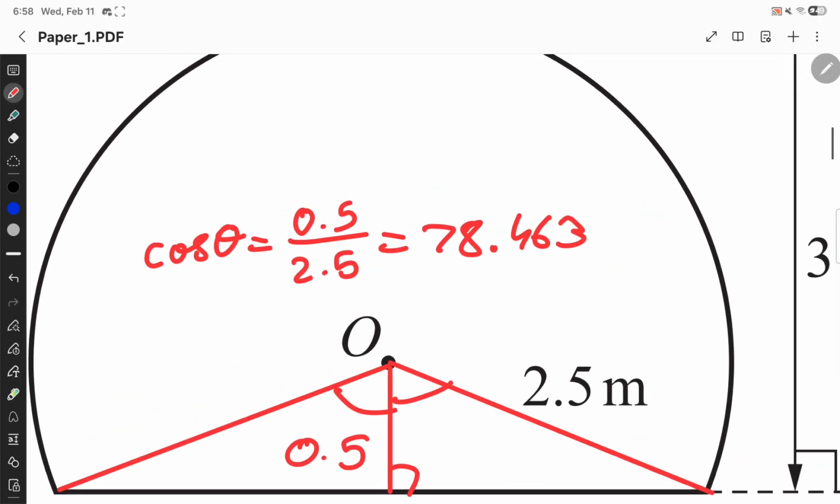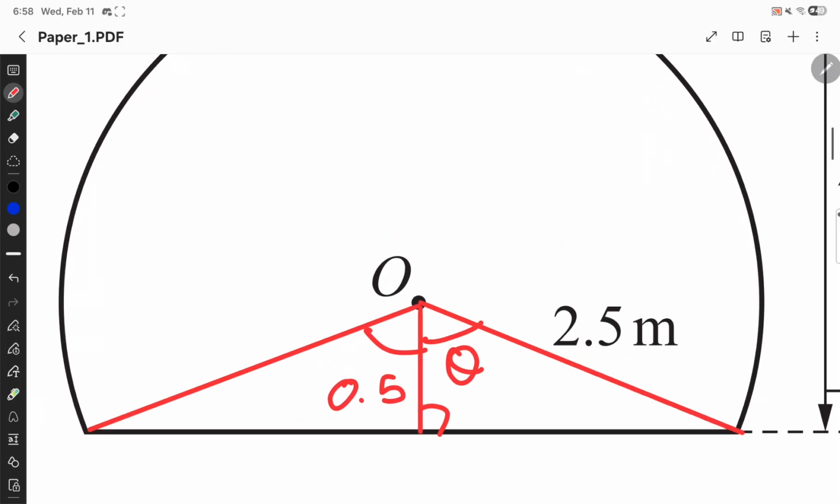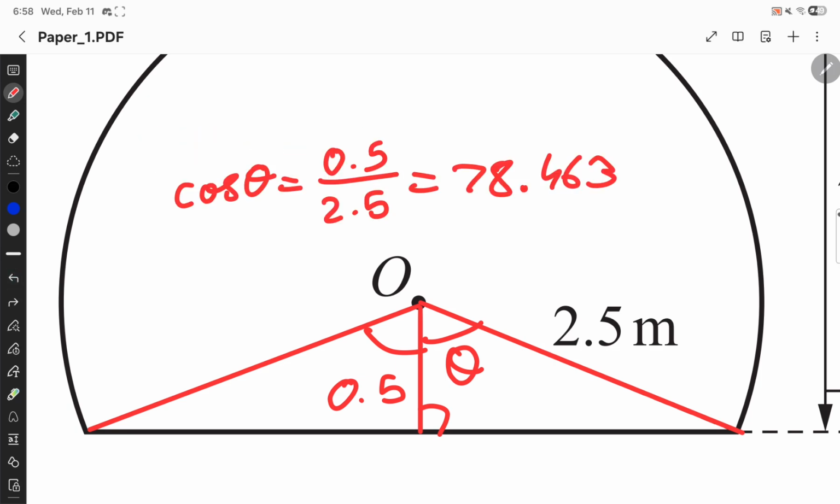Okay, so this is the angle, angle theta. I'm just marking this here. Then we can get the angle of the sector by 360 minus 2 times the angle. Now what was the angle which I deleted from the screen?